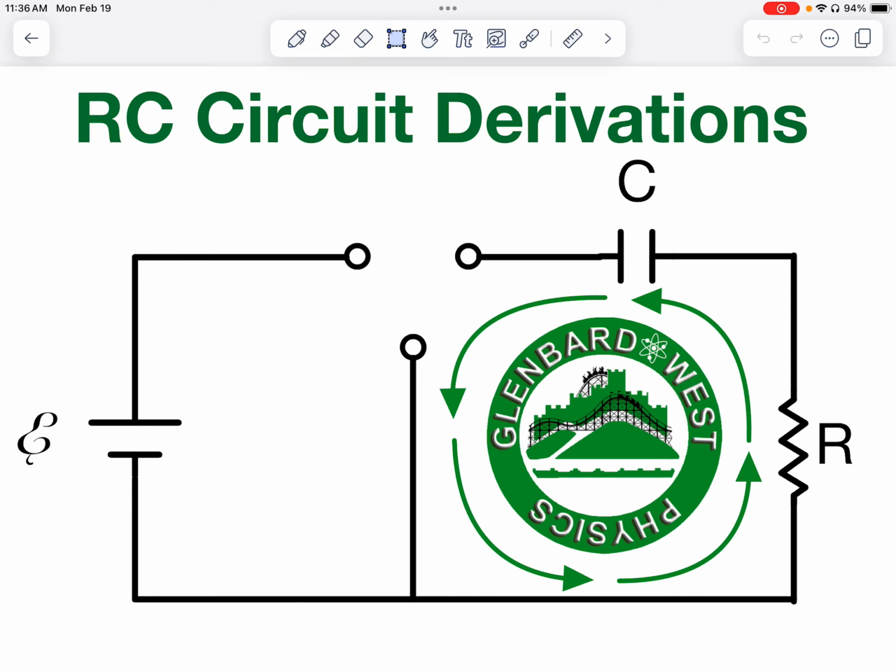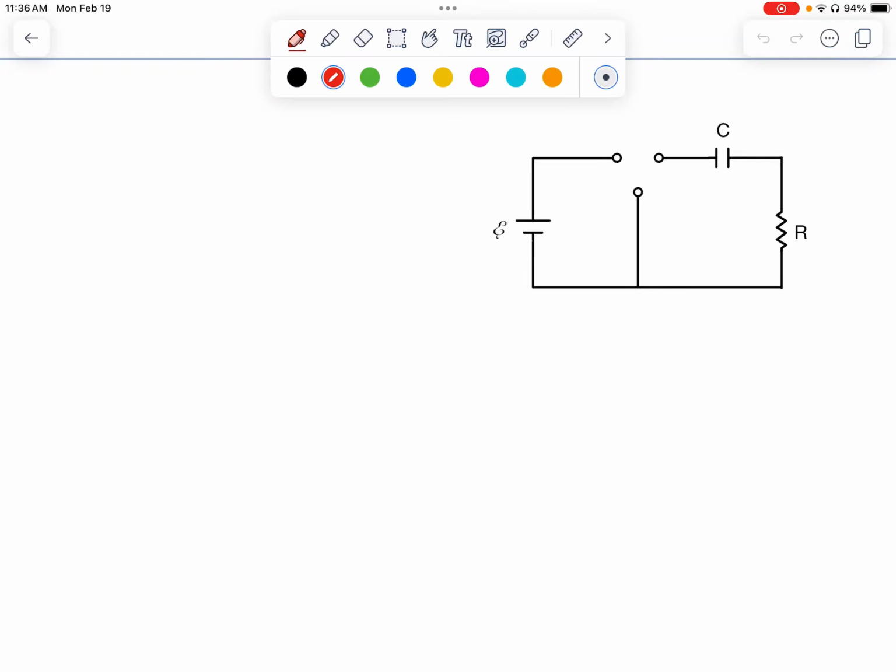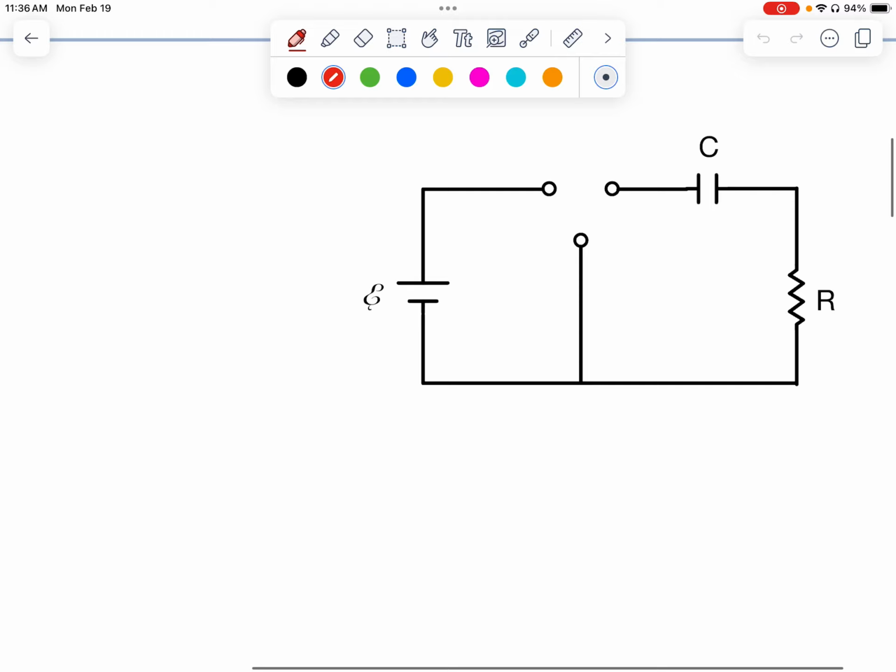So let's get started. This is the basic RC circuit. We have that little epsilon, that's your EMF, or your voltage source. And then I have a C for capacitor and R for resistor.